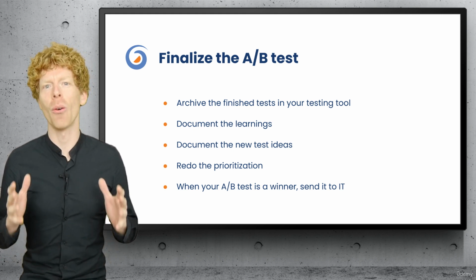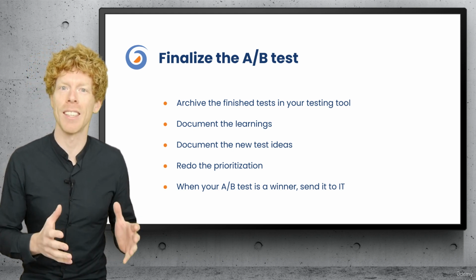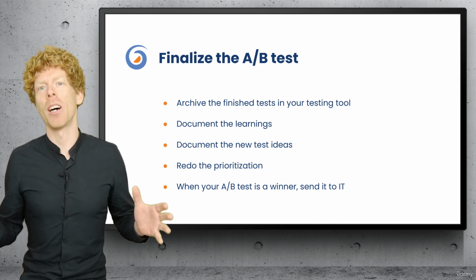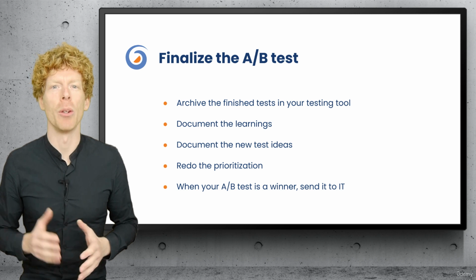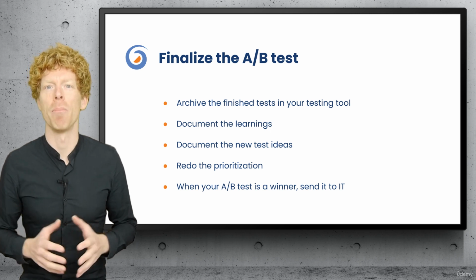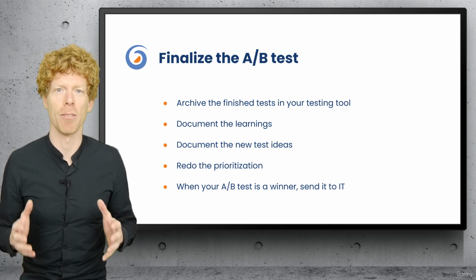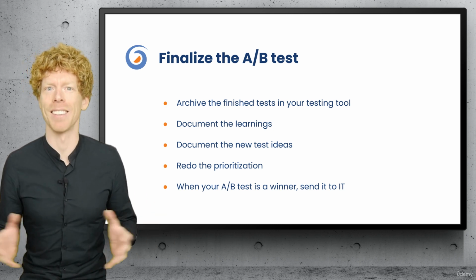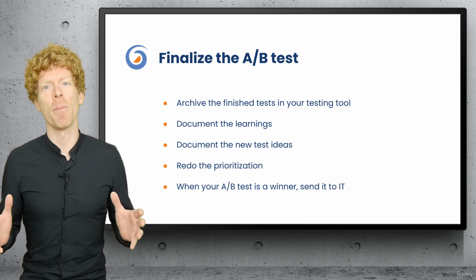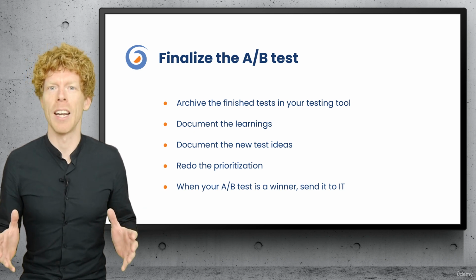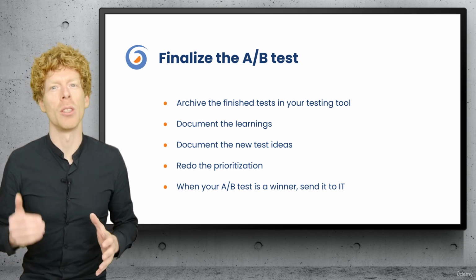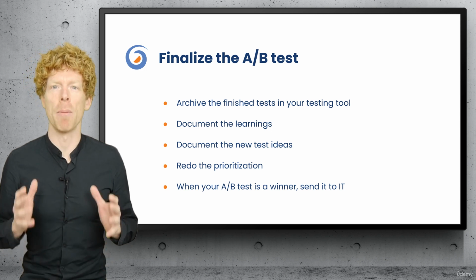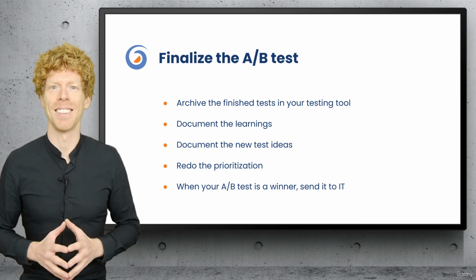And of course, you also want to document the new test ideas you got on your test backlog. And for the other tests in the test backlog, you want to redo the prioritization based on the insight you got from this A/B test, unless your prioritization is automated. Finally, when your A/B test resulted in a significant uplift, you want to send it to IT or development so it can be implemented on the website.